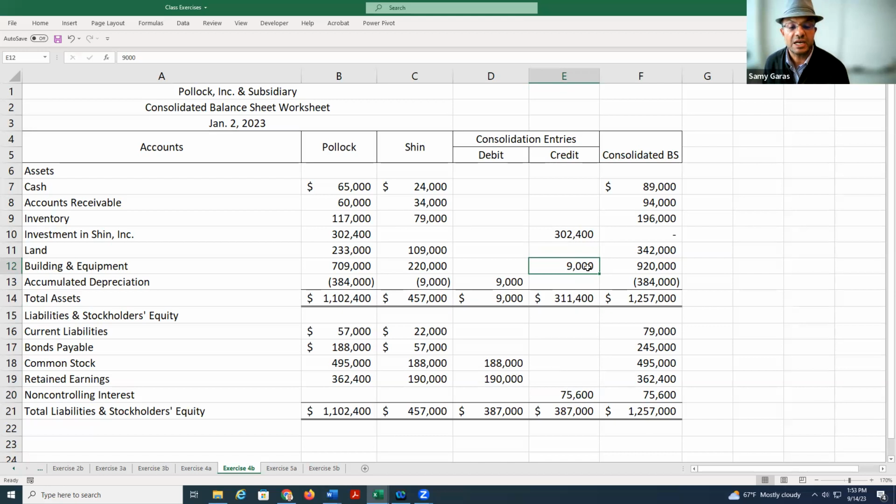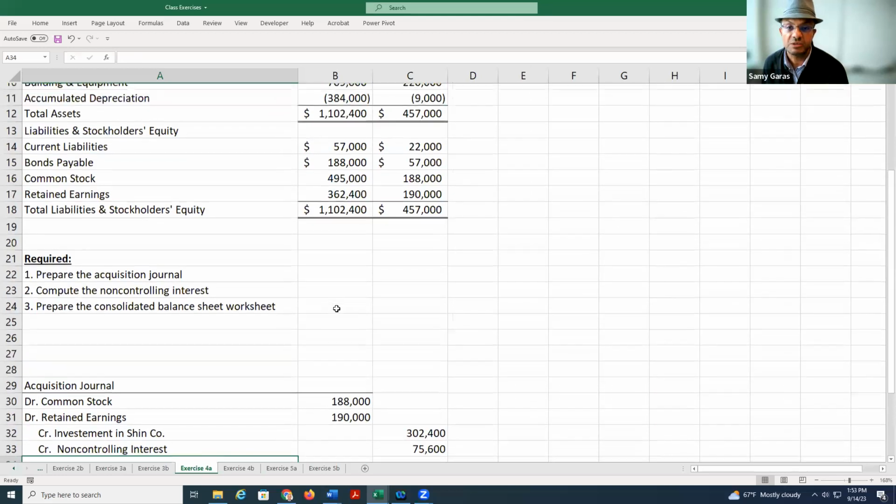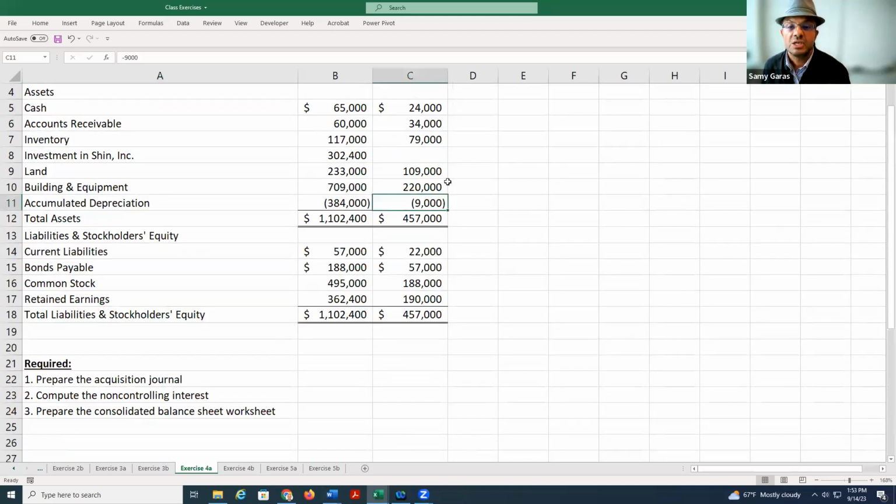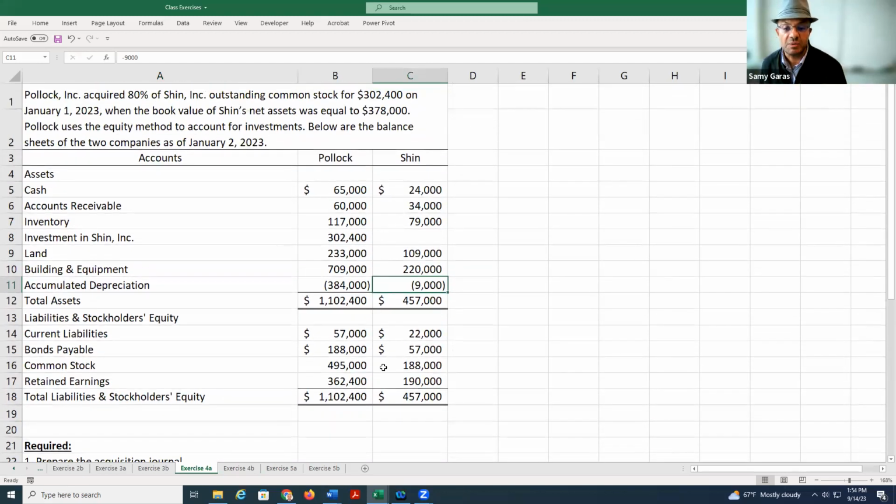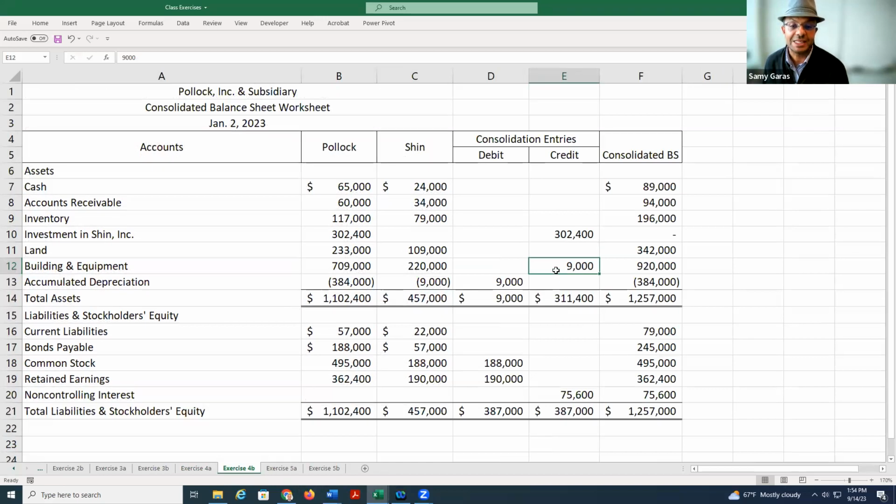But now we see another amount, the 9,000 of depreciation. Where do you get this 9,000? In fact, we get it from here. The depreciation of the subsidiary company must be closed off to their assets. So we credit the asset balance and debit the accumulated depreciation to close it off. And by doing that, we add and we get the total assets, 1,257,000, and the same thing for the equity account.